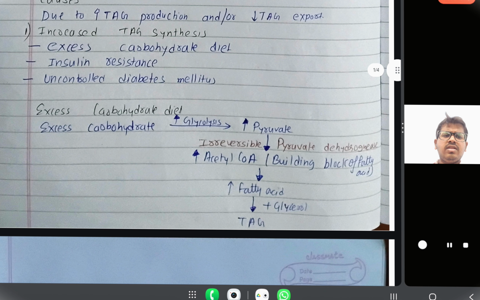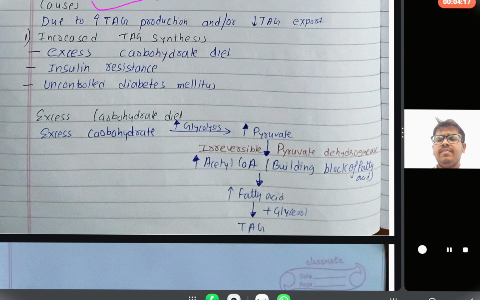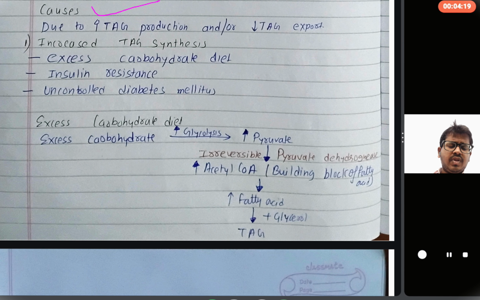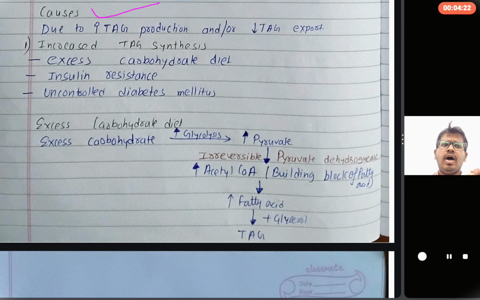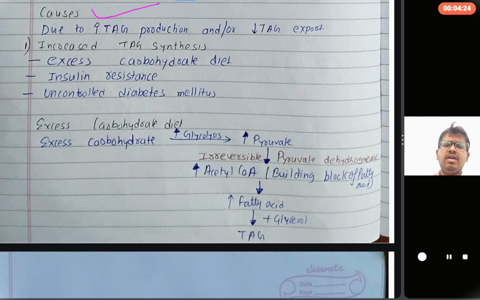And next we are seeing what are the causes. Basically, what are the causes behind the fatty liver? There are basically two causes. First of all, there will be more production of triacylglycerol. Triacylglycerol, what is it? It breaks into two things, that is fatty acid and glycerol.